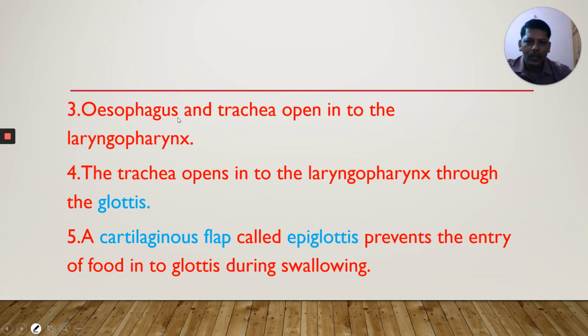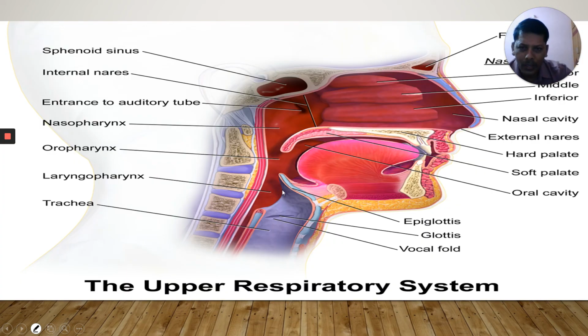Esophagus and trachea open into the laryngopharynx. This is the laryngopharynx. This is our windpipe, trachea. This is our food pipe. Both are opening into the laryngopharynx. How does the trachea open into the laryngopharynx? Can you name it? You know it. That is glottis. Trachea opens into the laryngopharynx through a slit-like opening called glottis.